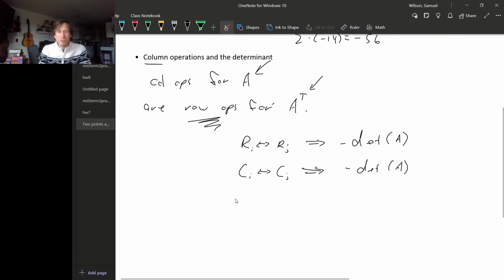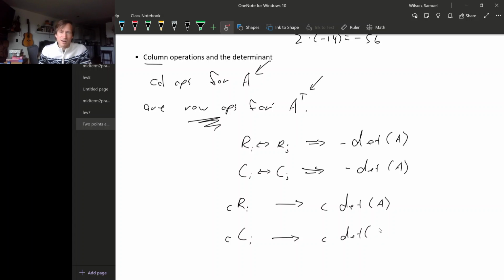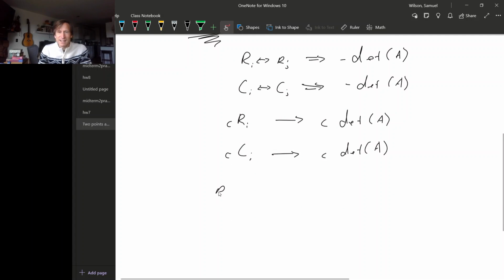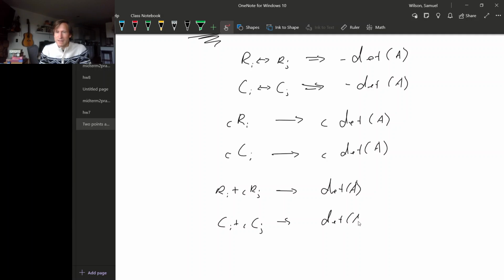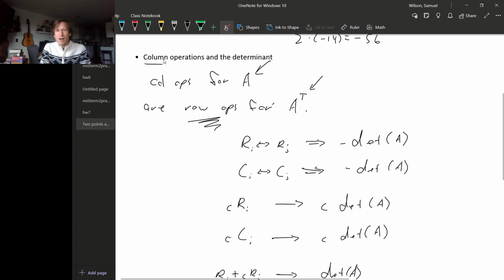We know that multiplying a row by a constant multiplies the determinant by that constant. And so the column operation does the same thing. If you multiply a column by a constant, that also just multiplies the determinant by that constant. And adding a multiple of a row to another row does not change the determinant, and so adding a multiple of a column to another column also does not change the determinant. So the short version of all of this is column operations do exactly the same thing to determinants as row operations do.